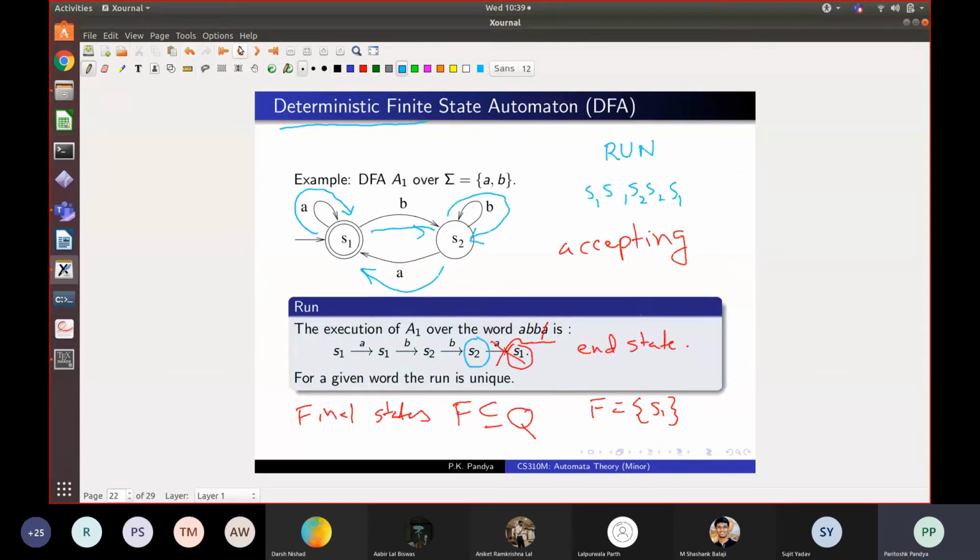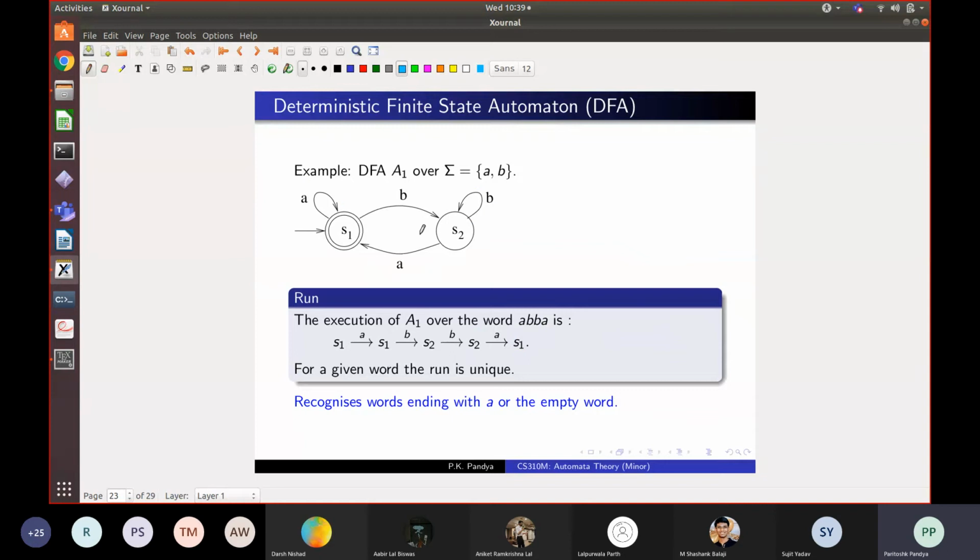So let me take this example. What are the kind of words this automaton will accept? What is its language? So what is L of A1? That is the question I'm asking. So let's give you some practice. Certainly ABBA was accepted by it because on ABBA there was this run which wound up in S1. So this will contain certainly ABBA. We know that. But what other words?